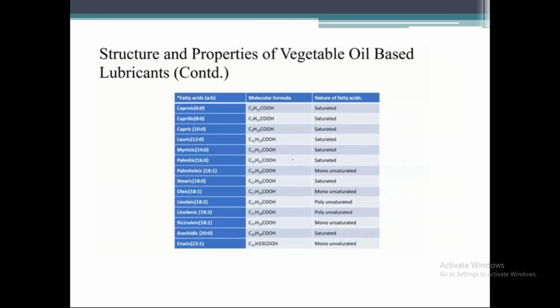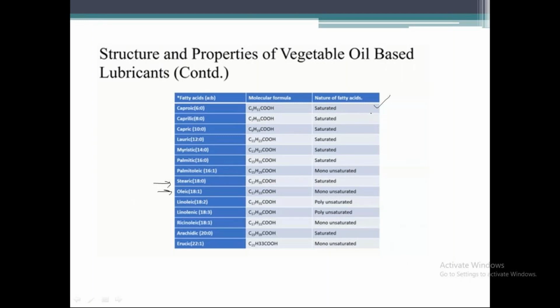These are some of the fatty acids that we can see in vegetable oil: caprylic, lauric acid, stearic acid, oleic acid. I'm just mentioning them, not going into detail. But stearic acid and oleic acid are the major ones that give the lubricity property to a vegetable oil. It also mentions the molecular formula, as well as whether it is saturated or unsaturated. The more saturated it is, the better, but the problem is it will affect the pour point of the lubricant. So nothing at 100% is also good.